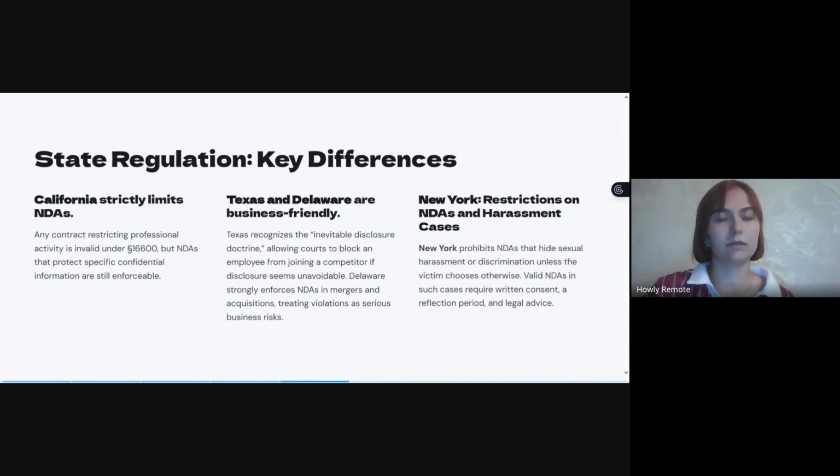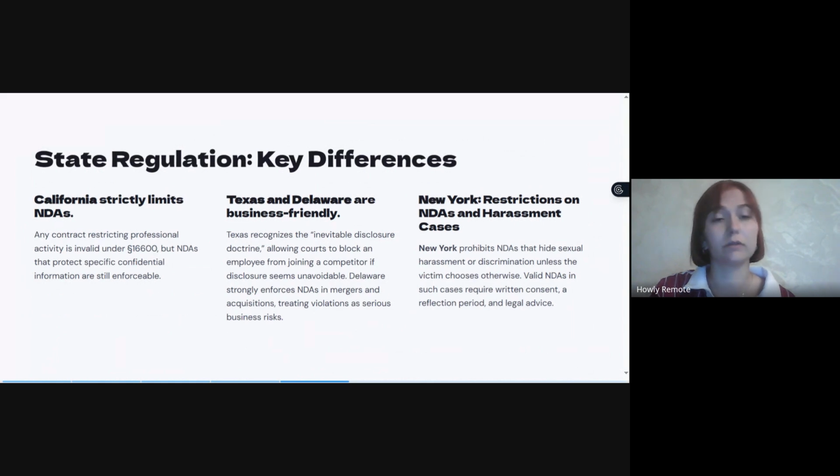Next, Texas and Delaware, they are business-friendly jurisdictions. Texas recognizes a broad definition of confidential information and the inevitable disclosure doctrine, which can prevent a former employee from using trade secrets in a new job. Delaware also strongly protects NDAs, especially in the corporate sphere.